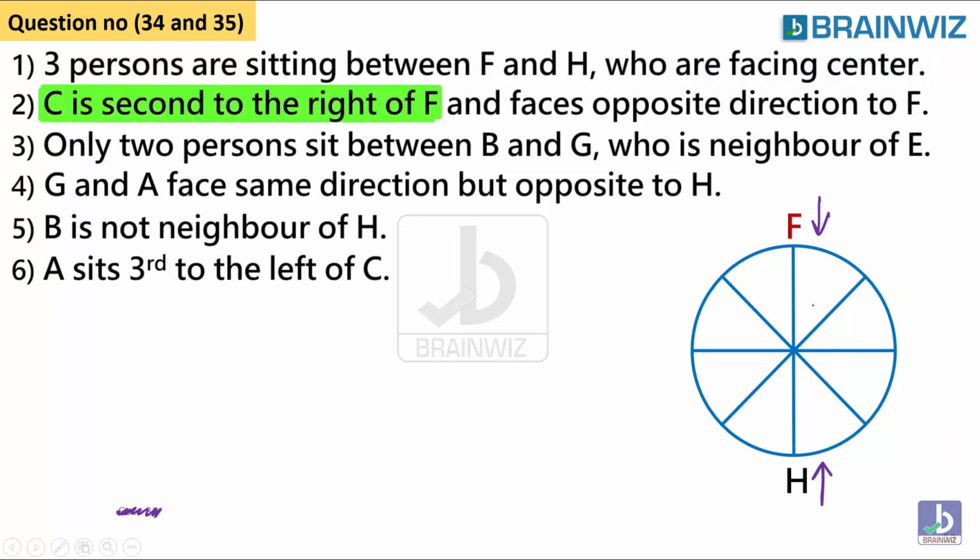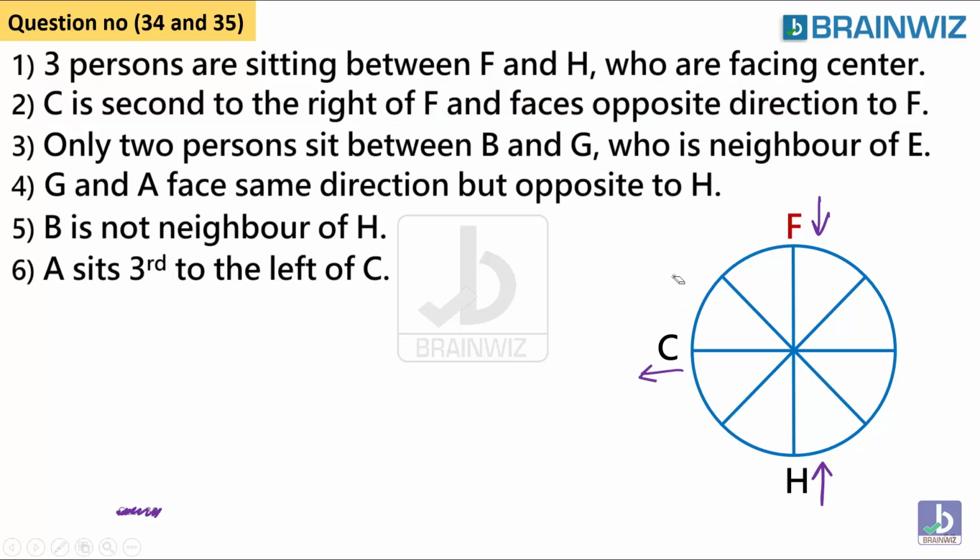Next one. What's the next point, guys? C is second to the right side of F. I know that F is facing inside. For the people who are facing inside, his left will be clockwise. So C is second to the right side of F. But you want right side, 1, 2. Who is that? C here. C cannot be here, guys. Don't make this mistake. C should be here itself. And facing the opposite direction of F. Who is facing the opposite direction of F? C. C is facing the opposite direction of F. Till here, okay. Good to know that.